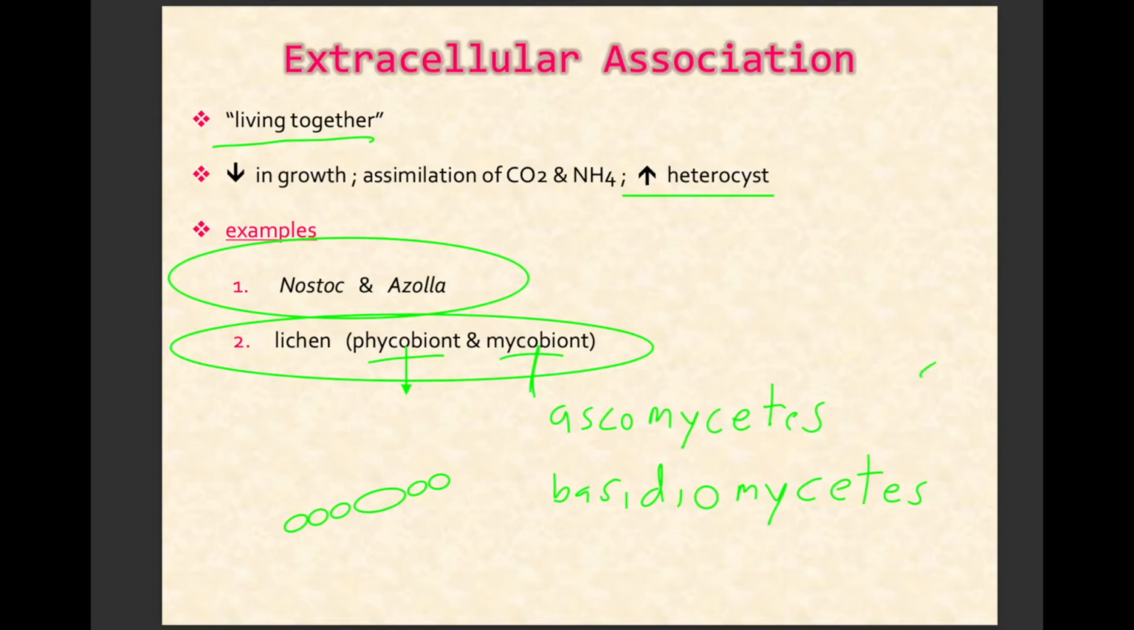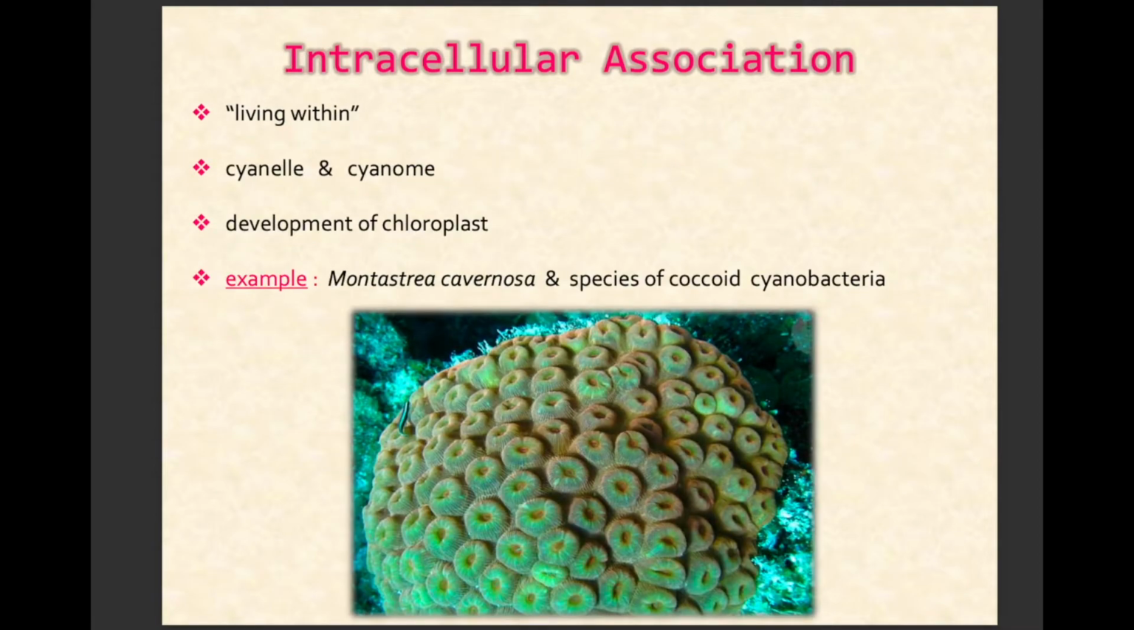Moving on with your intracellular association, these are literally living within each other. We have your cyanelle and your cyanome. Your cyanelle, in a way you can think about it as the origin of your organelle, and your cyanome, on the other hand, is the host. So cyanelle is the origin of the organelle, and your cyanome is the host.